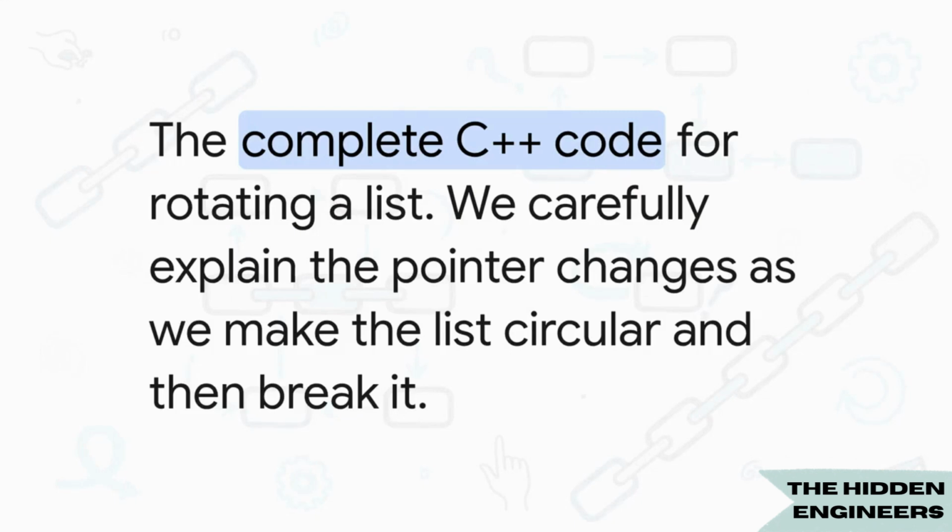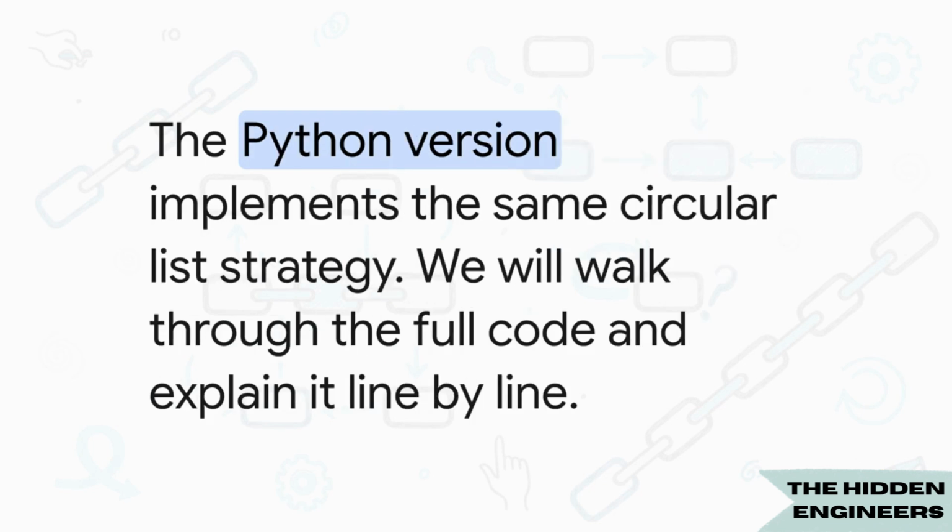The C++ code makes this super clear. You see the line where we connect the tail back to the head? Poof, it's a circle. And then after we find our spot, we just set the new tail's next pointer to null. Snip. It's just 2 little pointer changes doing all the heavy lifting. And the Python implementation? Just as direct. It uses that exact same circular strategy to get the job done efficiently.